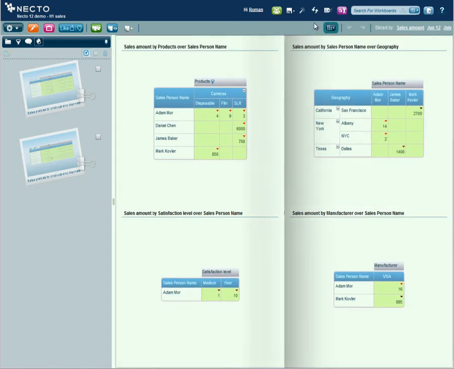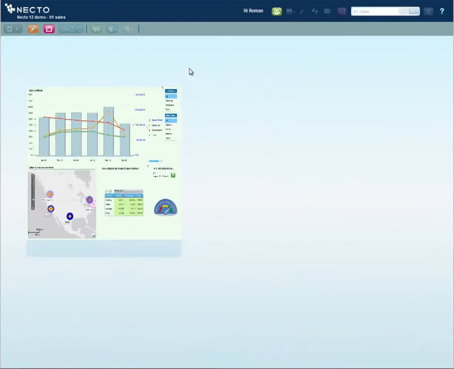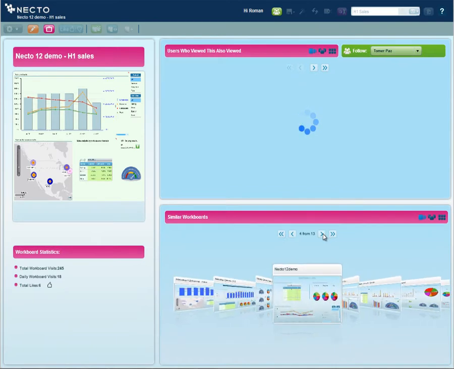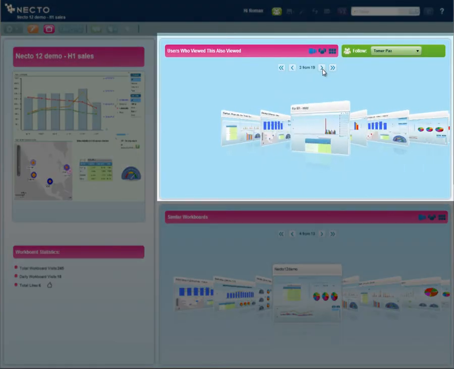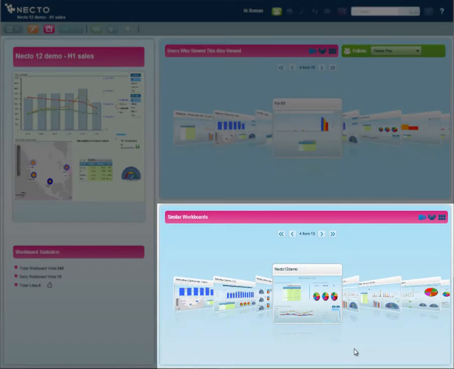Let's go back to our workboard and see if there are any further workboards that may be useful for me. So we'll ask Necto for some recommendations through the Necto Advisor. Necto Advisor allows us to see some statistics of the usage of this workboard and which workboards other users who have viewed this one are using. Necto also recommends workboards that contain data and topics of interest that are similar to this one.